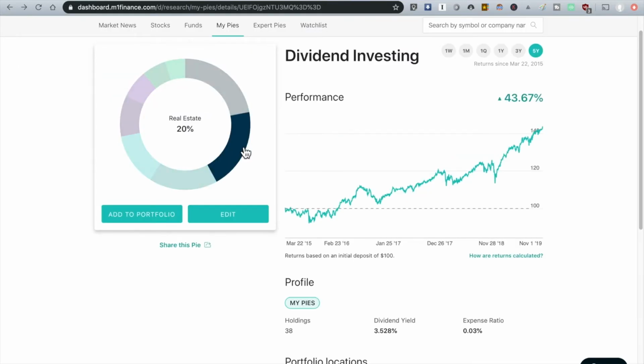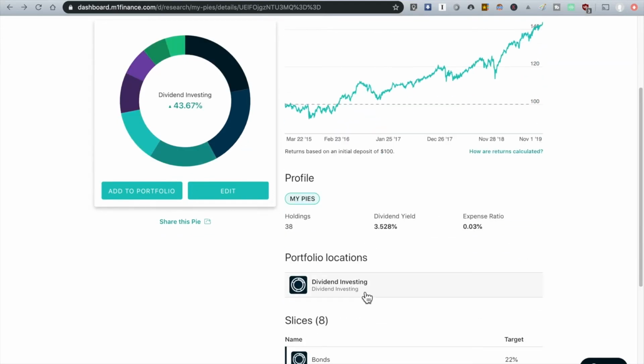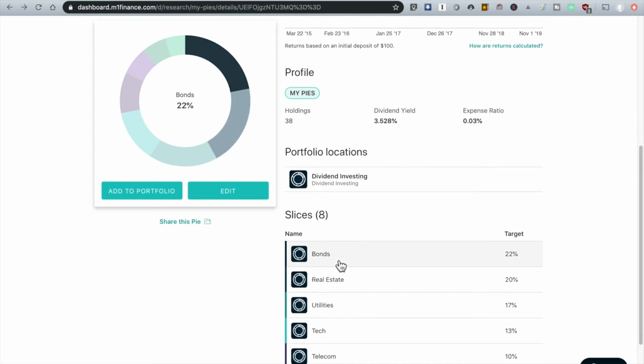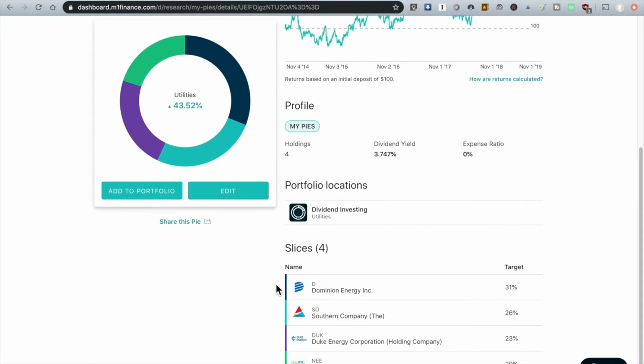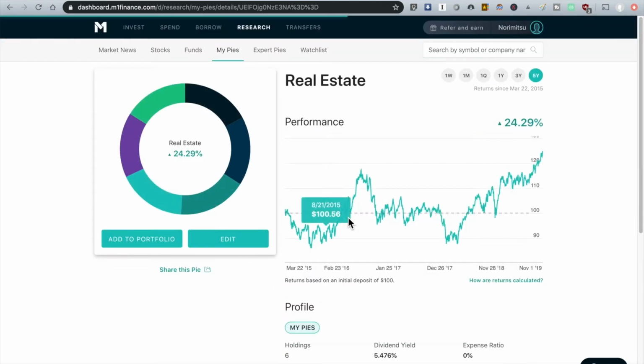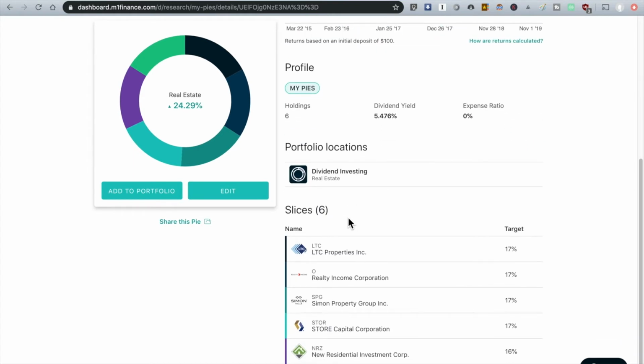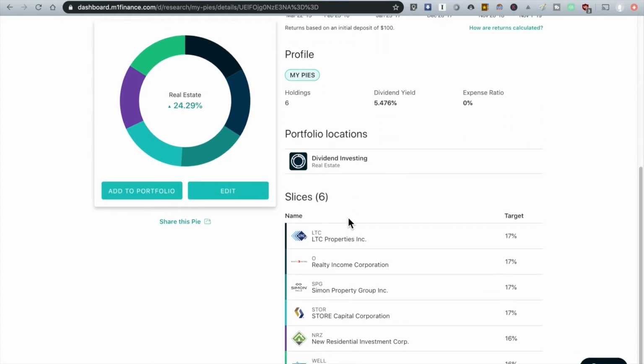And the next thing about M1 Finance that I don't really like is that it's kind of hard to customize things. If, say for example, I want to move a utility company, Dominion Energy, to another slice, you can't just easily move that company to different folders or pies within your pies. I believe the only way is that you have to sell your company, and then you would have to buy that company in the other slice.